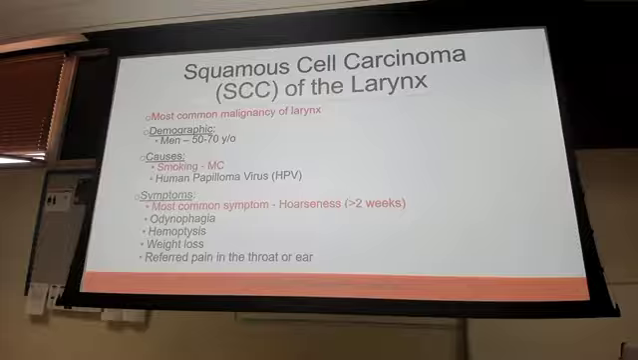Symptoms, most common: hoarseness greater than 2 weeks. So we're out of that acute range. They can have some hemoptysis, some weight loss, or referred pain. So it may feel like they have pain in their ear, but it's really coming from a squamous cell carcinoma in the larynx because of that nerve innervation.